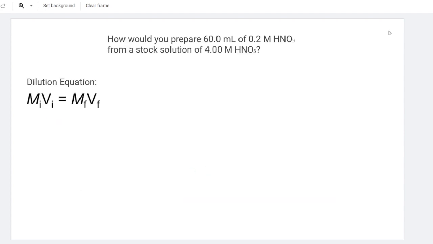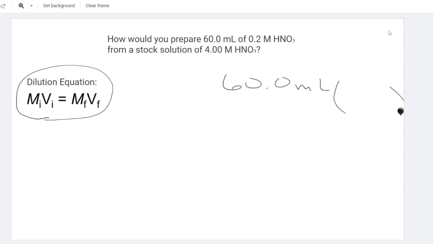Now on to a dilution problem. For dilution, we have to use the dilution equation, which is shown over here. Let's take a look at the problem. How would you prepare 60.0 milliliters of 0.2 molarity hydrogen nitrate from a stock solution of 4.00 molarity of hydrogen nitrate? Firstly, let's convert 60.0 milliliters into liters. And we get 0.06 liters.